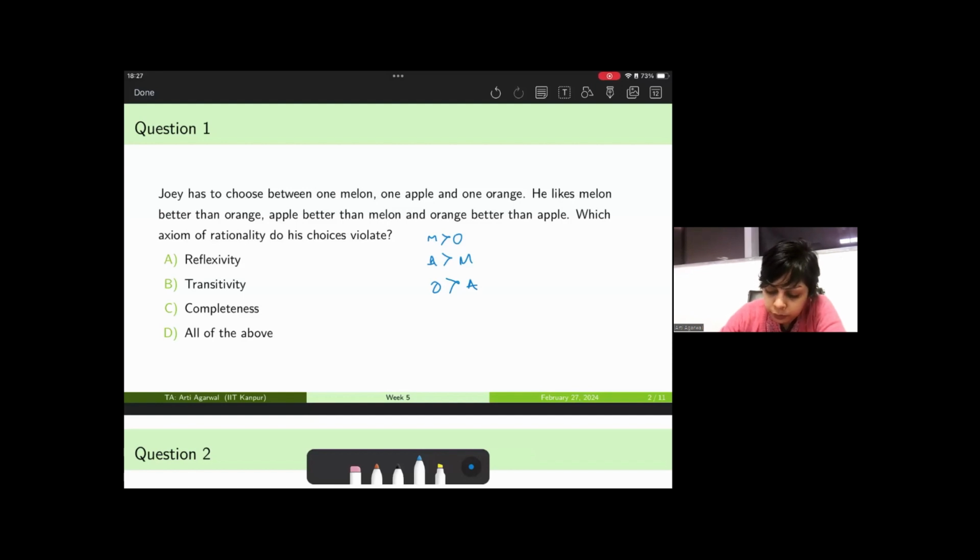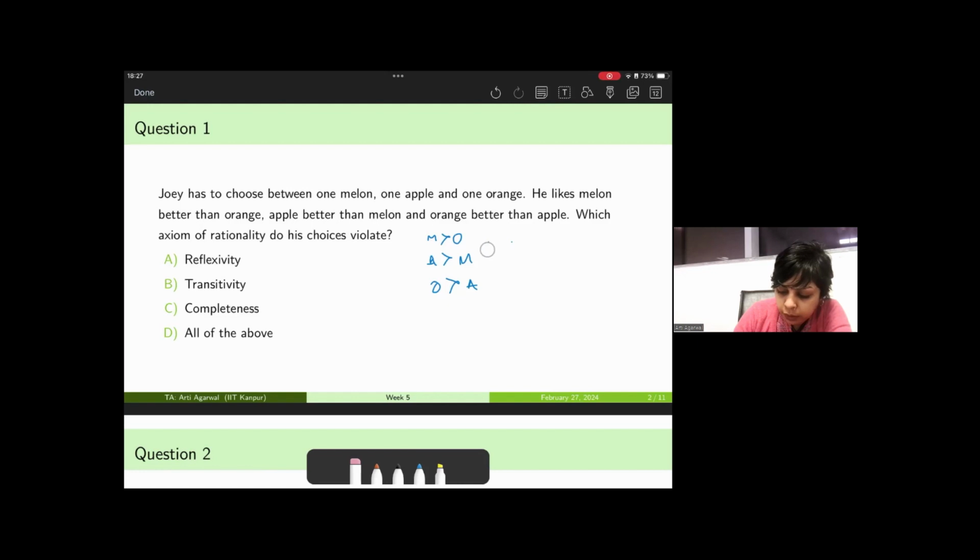What is happening here? Let's put it in a rank. Melon comes first. Melon is preferred to orange. Apple and melon, which one is preferred? Apple. So it's apple first, then melon. And orange is coming before apple and also after melon. So it's coming here also and it's coming here also. So what is happening?